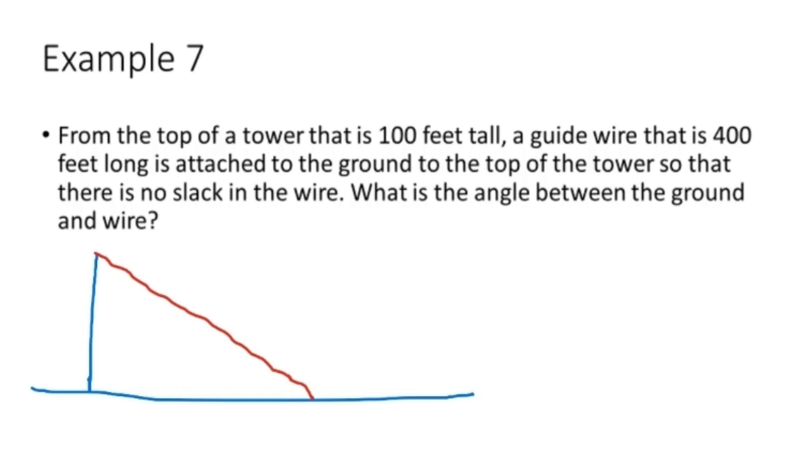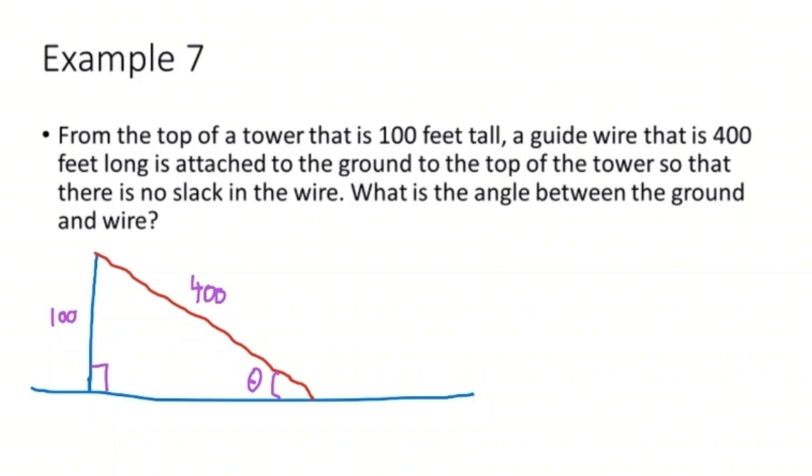Now let's label our measurements. Our tower is 100 feet tall, the guide wire is 400 feet long, but we don't know what the angle between the ground and the wire is, and that is what we're looking for, which we're going to call theta. So what we've just created through our picture is a right triangle, and the reason why it's right is because the tower is perpendicular to the ground.